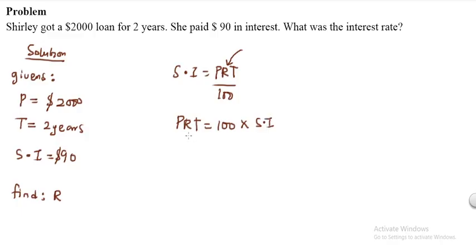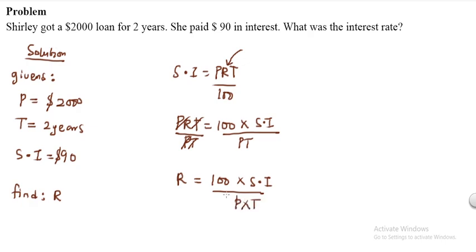From here, I can divide through by PT on both sides. So this is PT divided by PT. If I cancel out this with this, I have my rate as 100 times SI divided by principal times time.